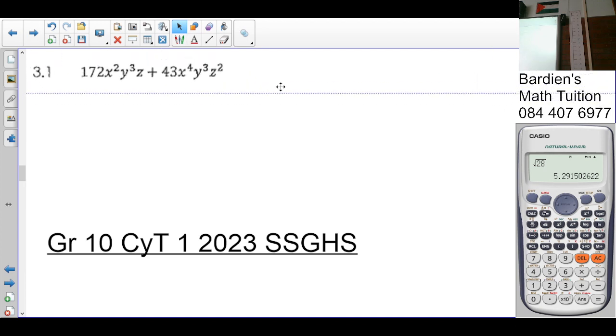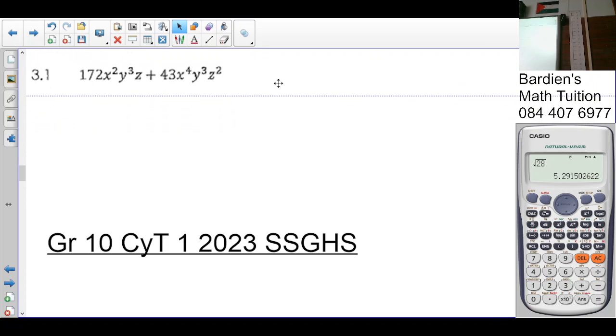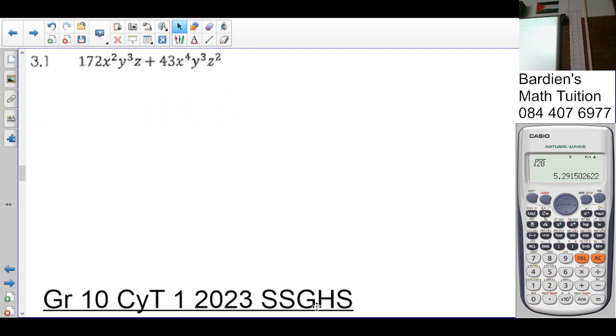Okay. In question 3.1, the question says factorize. So when the question says factorize, our final answer will contain one term, or brackets only.